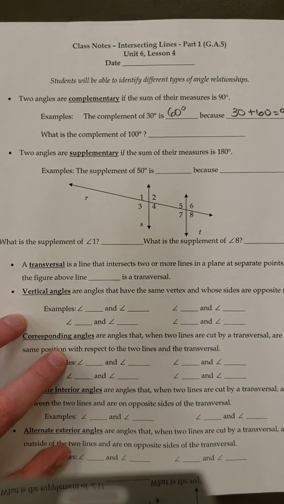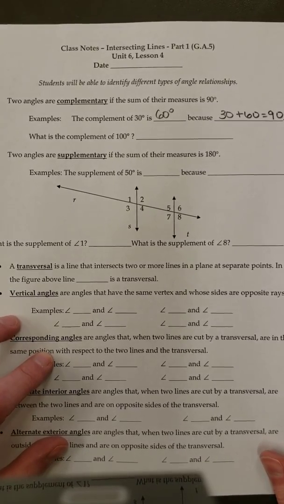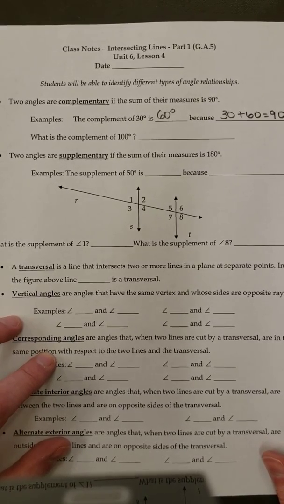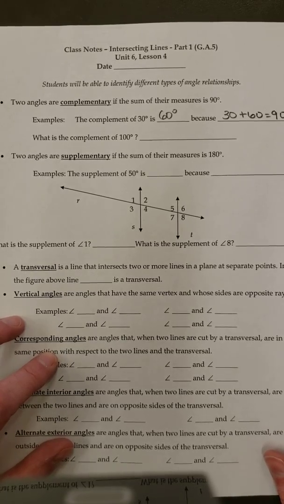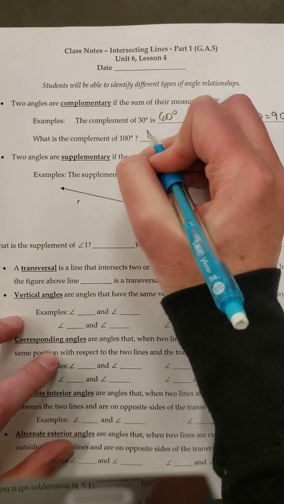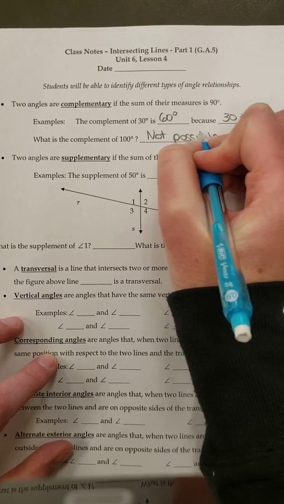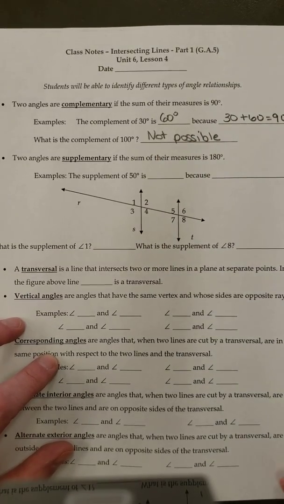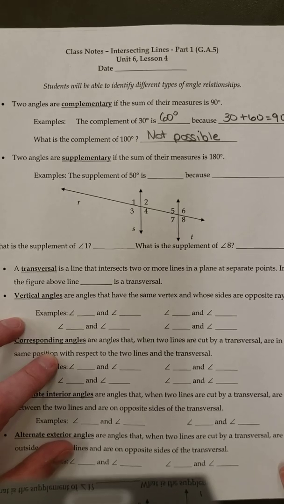So what would the complement of 100 degrees be? Well, we're trying to make 90, so the only thing that you could add to 100 to make 90 would be negative 10, but you can't have a negative angle. That doesn't make any sense. It's kind of silly. So actually, this is not possible. There is no angle that I can add to 100 degrees to get 90. So there's no complement to a 100-degree angle.